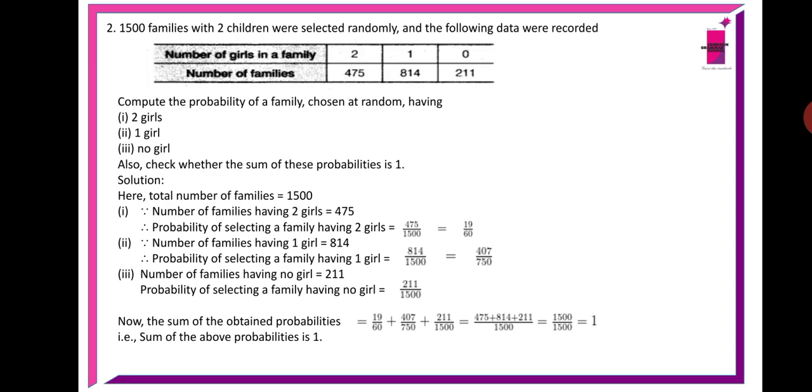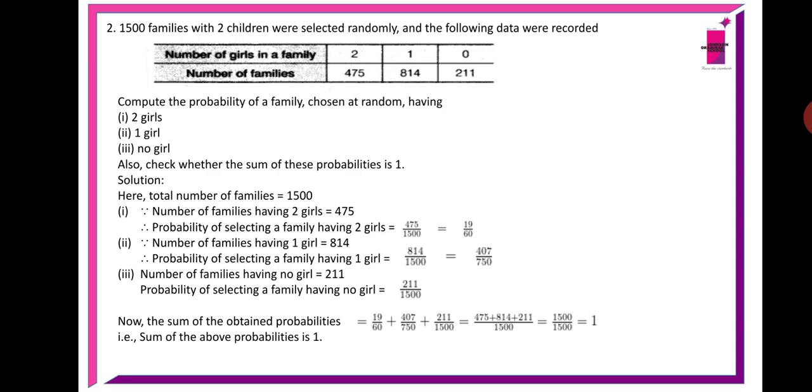Here the total number of families equals 1500. Since the number of families having 2 girls equals 475, therefore the probability of selecting a family having 2 girls equals 475 by 1500, which equals 19 by 60. Since the number of families having 1 girl equals 814, therefore the probability of selecting a family having 1 girl equals 814 by 1500, which equals 407 by 750. The number of families having no girl equals 211, therefore the probability of selecting a family having no girl equals 211 by 1500.